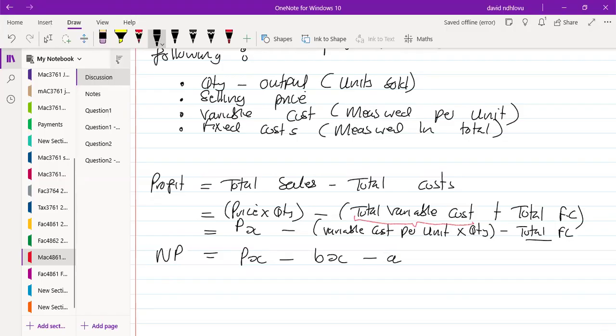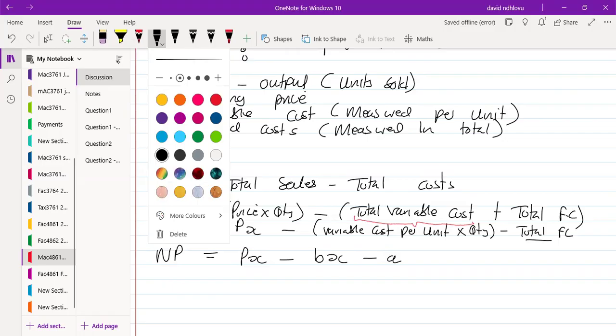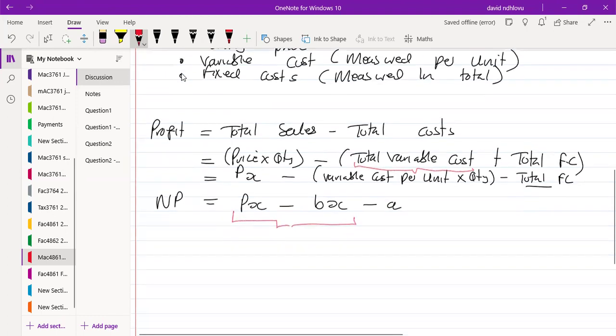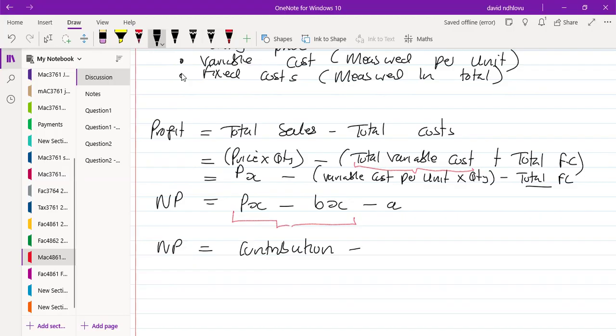We can continue and say if you take the total selling price and subtract the variable cost, we can come to the conclusion that net profit is equal to contribution minus A. Remember, selling price minus the variable cost gives you contribution. So ultimately, net profit is equal to contribution minus the fixed cost.